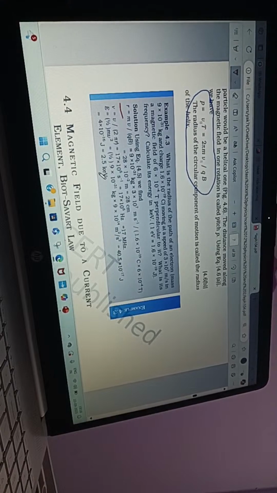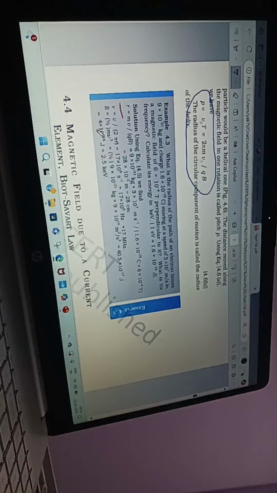2 pi by omega, and omega you can find from V. Omega is... so you get 17 megahertz. And what is kinetic energy? Half mv square. So m is the mass of the charged particle. Minus 31 means which mass is it, electron or proton? Sir, electron, and velocity is given.